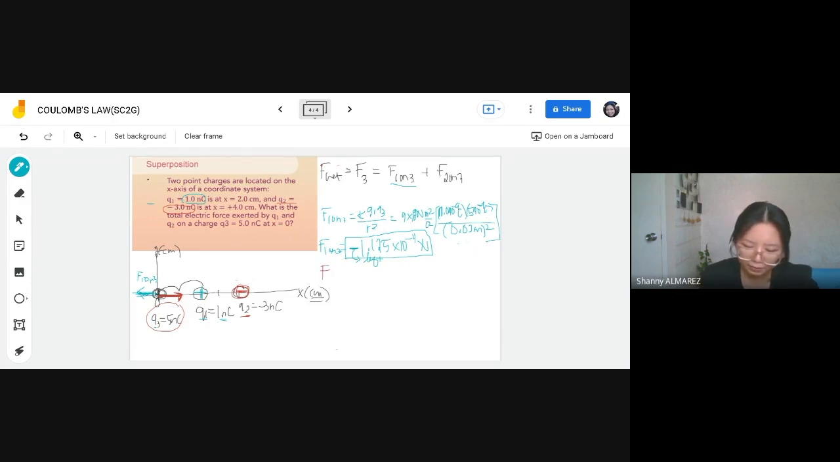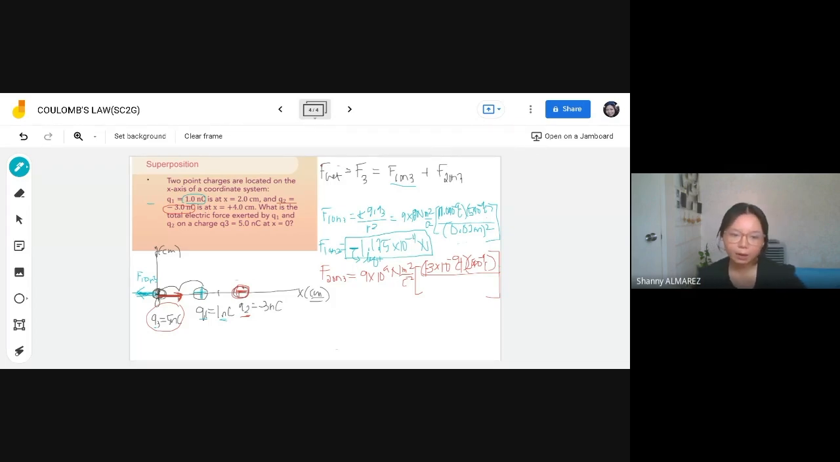How about the second value of the force, F2 on 3? This time, it's a negative value, but again, we use the absolute value for the magnitude. So we will have 9 times 10 raised to 9 newton meter squared per coulomb squared times the quantity, the charge is negative 3, but again, we use the absolute value: 3 times 10 raised to negative 9 coulomb times the quantity 5 times 10 raised to negative 9 coulomb. And divided by, how about the distance between Q3 and Q2?